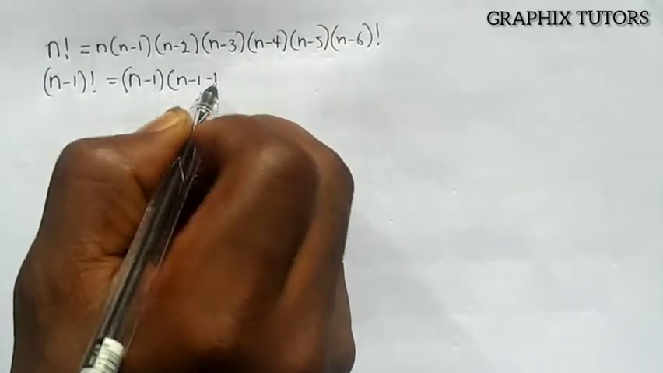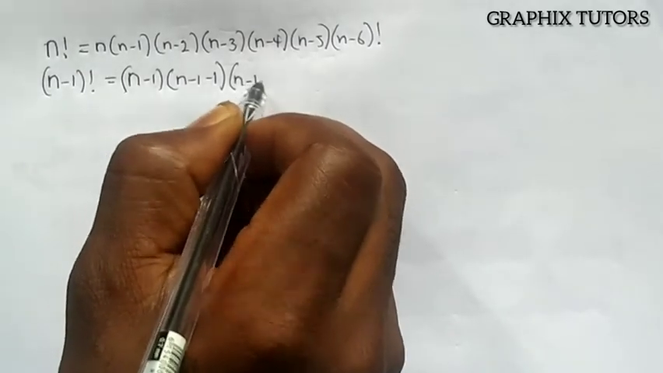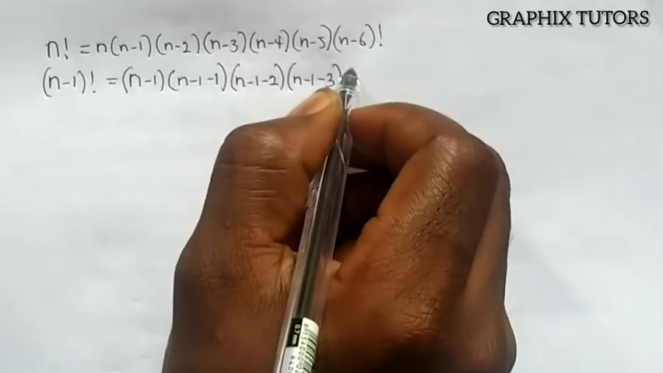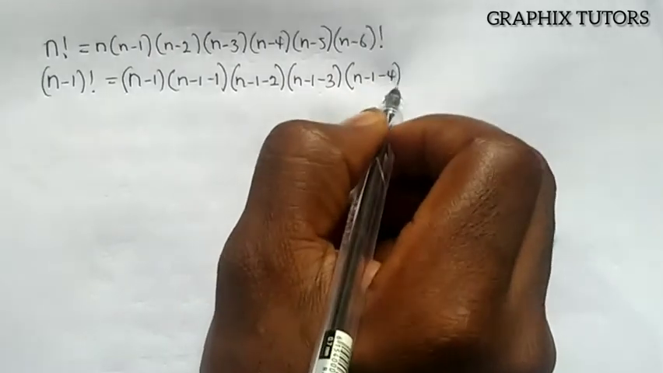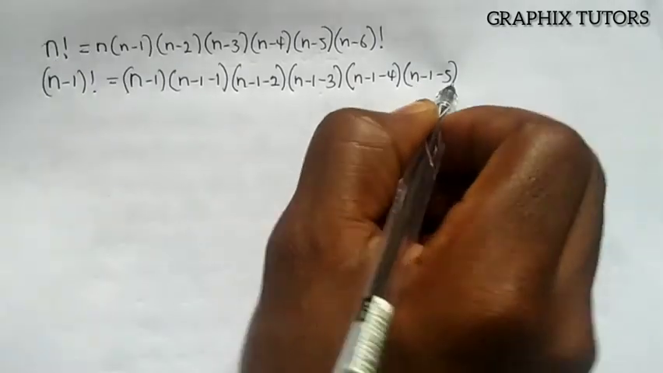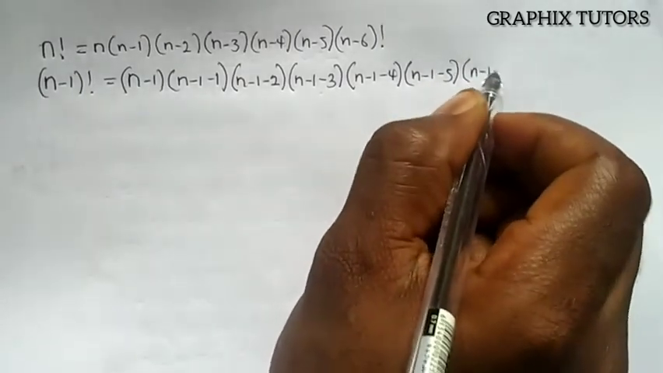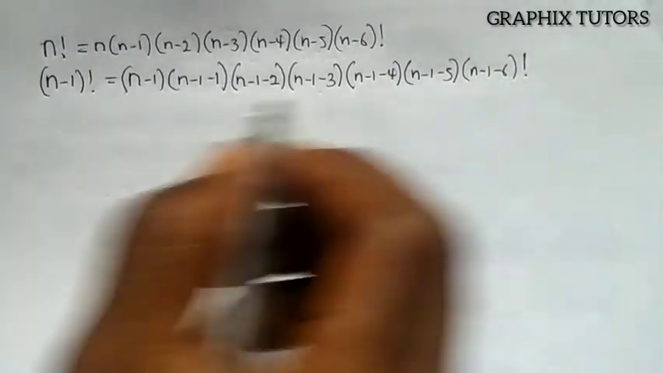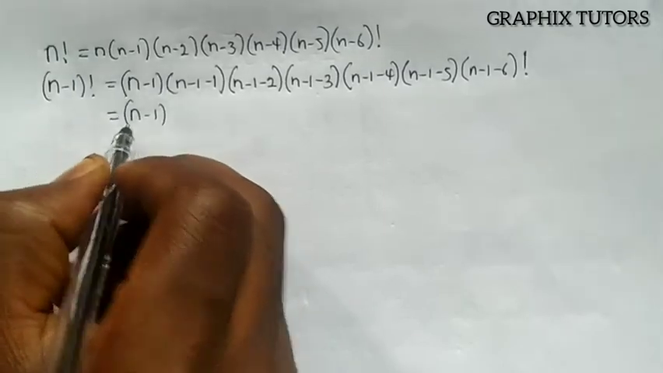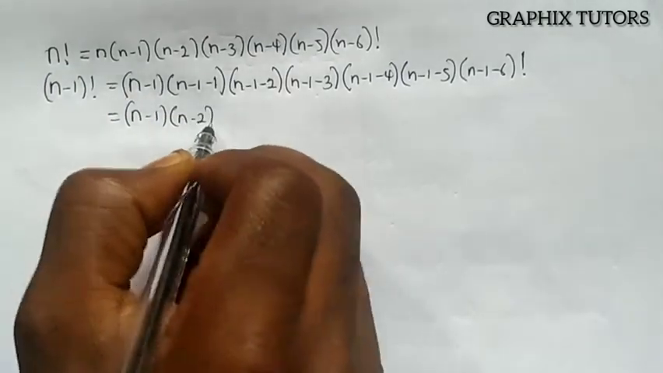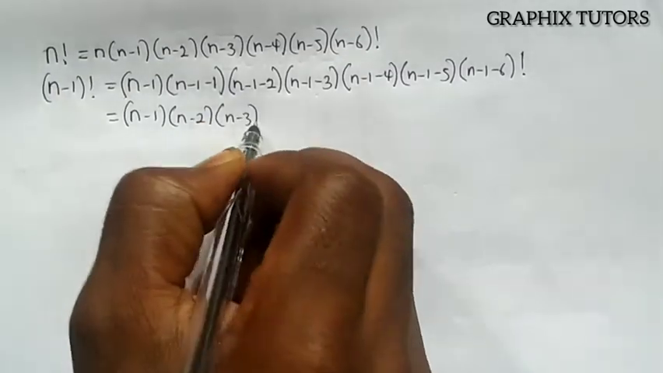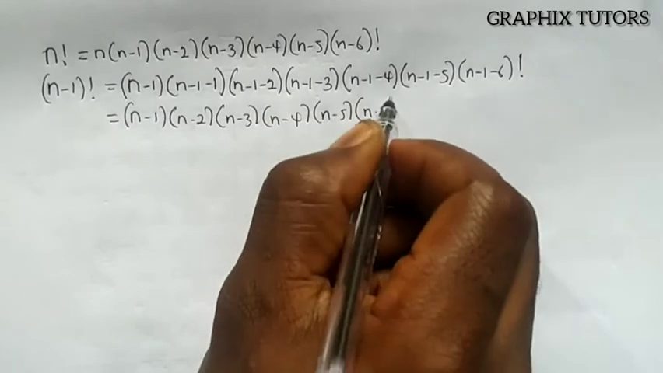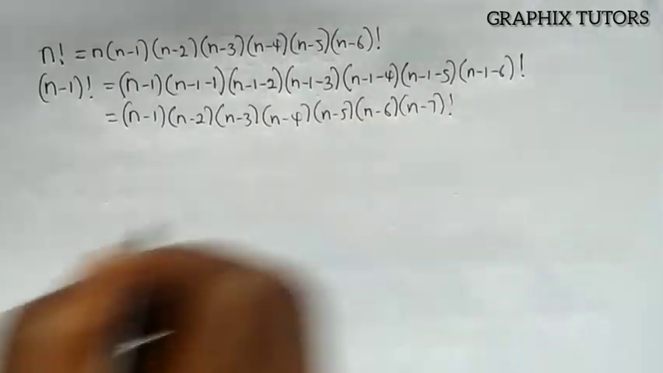I'll continue: n minus 1 minus 1, bracket n minus 1 minus 2, bracket n minus 1 minus 3, n minus 1 minus 4, n minus 1 minus 5, then n minus 1 minus 6. At every instance I'll continue subtracting 1 until I get to the final point where I put factorial. And this will now give me n minus 1 minus 1 minus 1, which is n minus 2; minus 1 minus 2 is n minus 3. We have n minus 4, n minus 5, n minus 6, n minus 7 factorial. So this is how we are moving.